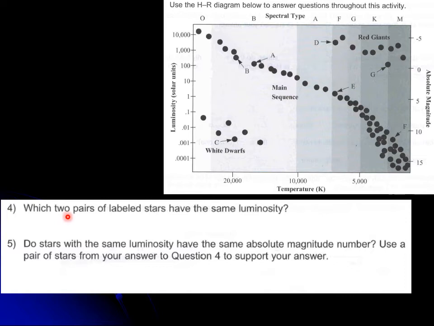Question 4 says, which of the two pairs of labeled stars have the same luminosity? Well, we see that A could be said to have the same luminosity as G. B is a little bit higher in luminosity, not pairing with any other star. C probably has the same as F, and D does not pair with any other one, the same as E. So I would say A, G, and C, F.